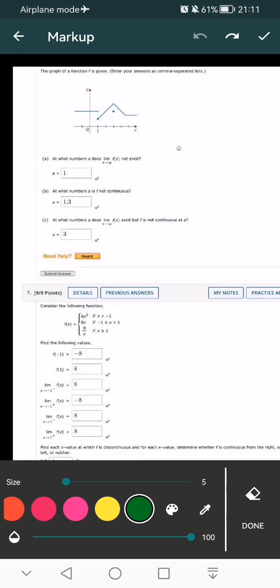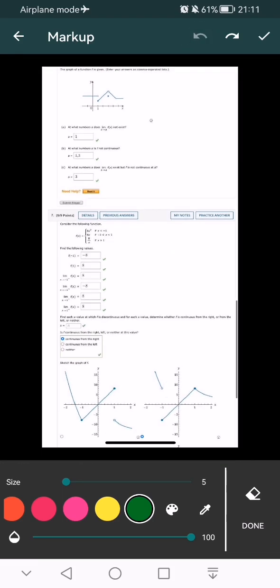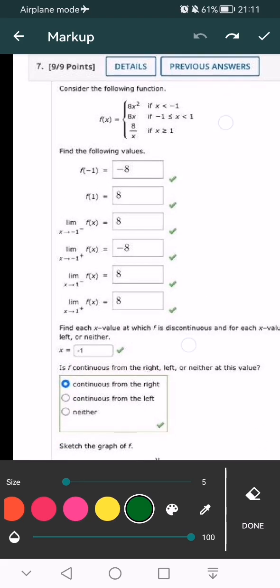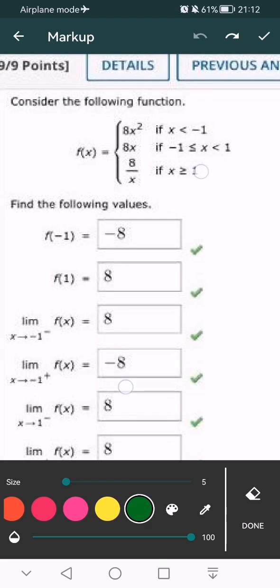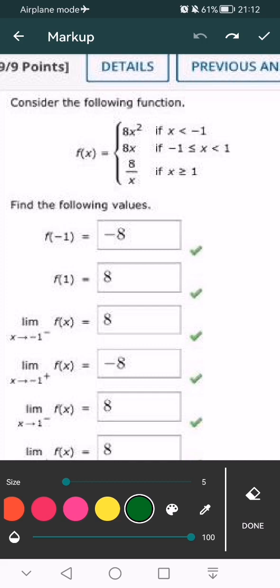حلو. خلصنا. آخر سؤال جدا بسيط وحلو زين وهي متعودين عليه طبعا احنا. The question says: consider the following function. Okay, this one and this one and this one, there is a certain condition. I have to use this function if x is less than minus 1. Less than minus 1 يعني كم؟ minus 2, minus 3, less than.